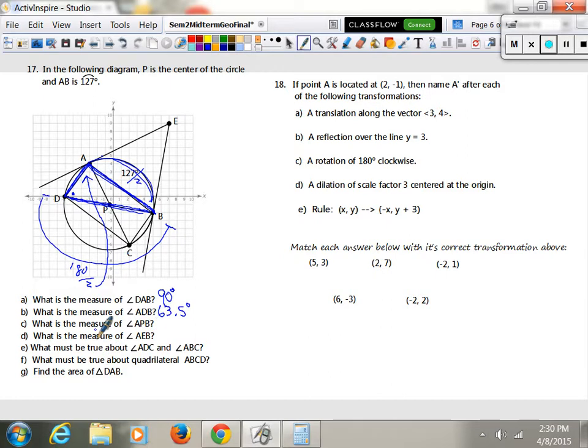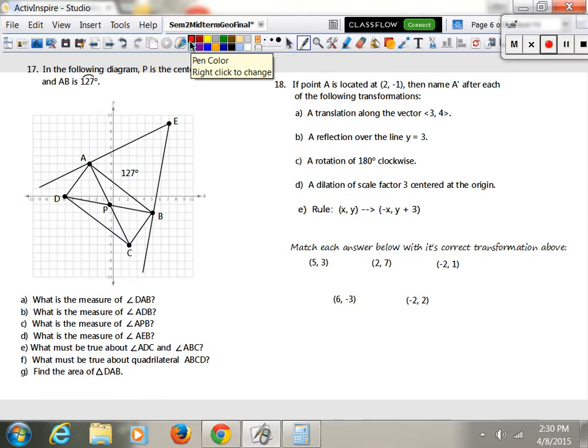APB is from A to P to B. That's a central angle. Central angles are the same as their arcs. So this is also a 127. So central angles, APB would be 127.